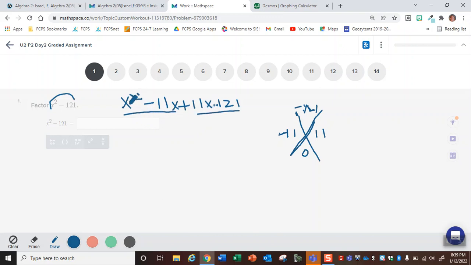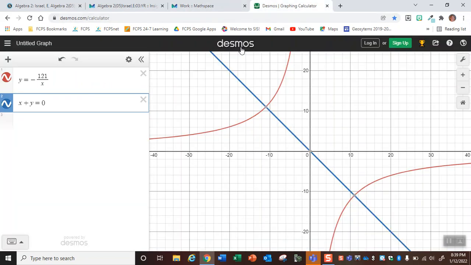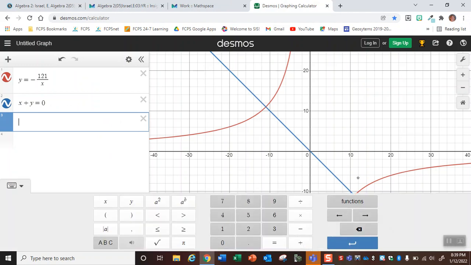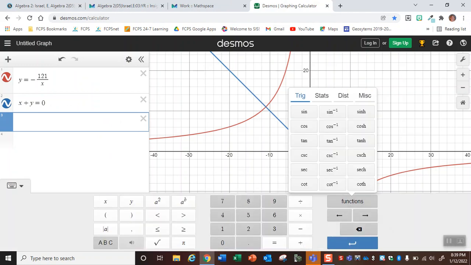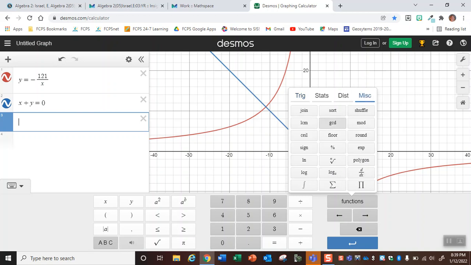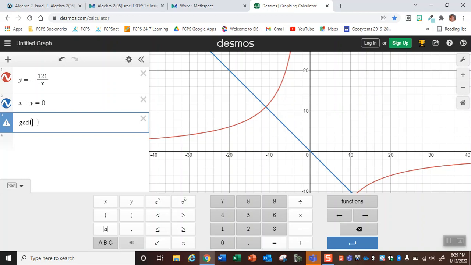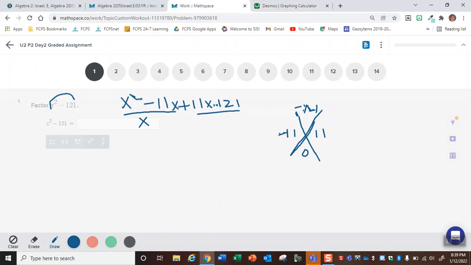So my common factor here would be X. And here I'm going to do my GCD of 11 comma 121, and it's 11. All right, so I'm going to divide out an 11 here. Okay, so the GCD comes in front, so I've got X parentheses.